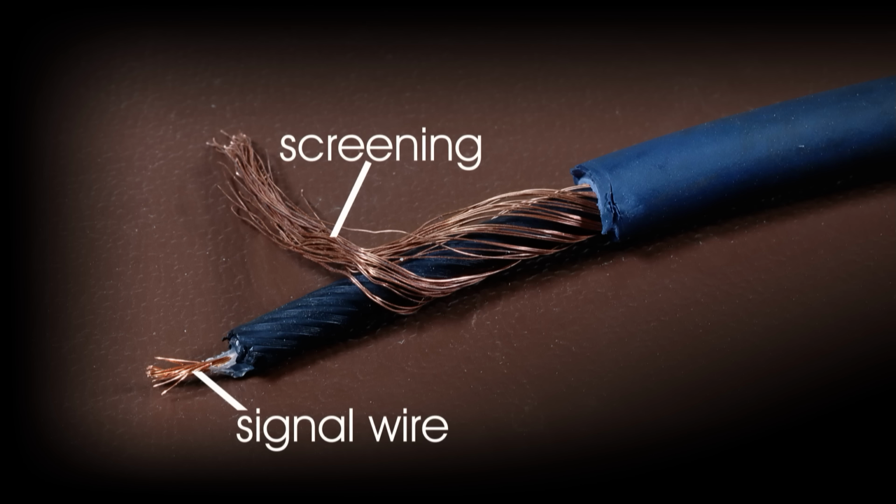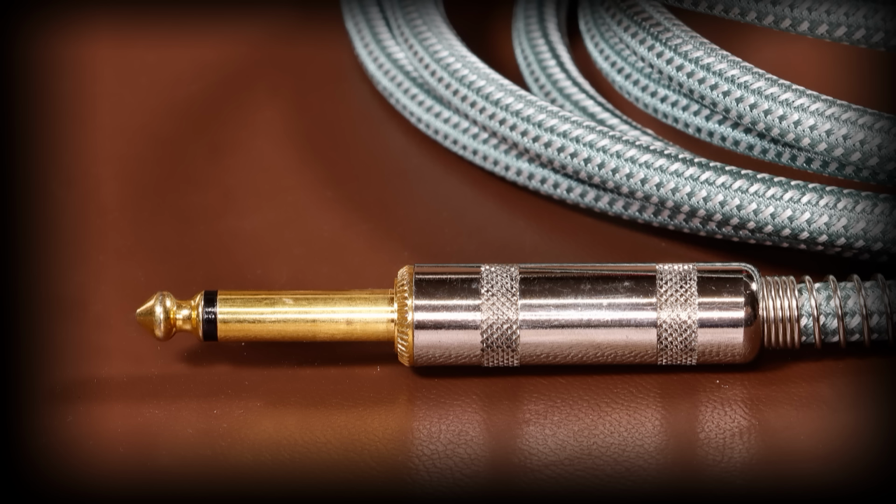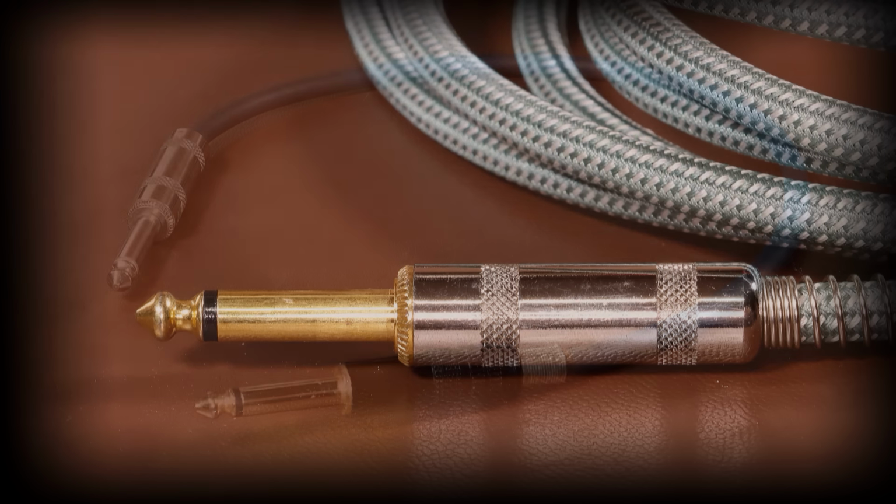Now, you might think that the interference can still get through because there's gaps in the braiding. However, this isn't true because the interference is attracted to the ground or earth wire. So the interference is drawn to the screening. Where you've got a metal jack plug, this will also be connected to the earth, ground or screening wire to make sure the screening is continuous from end to end of the lead.